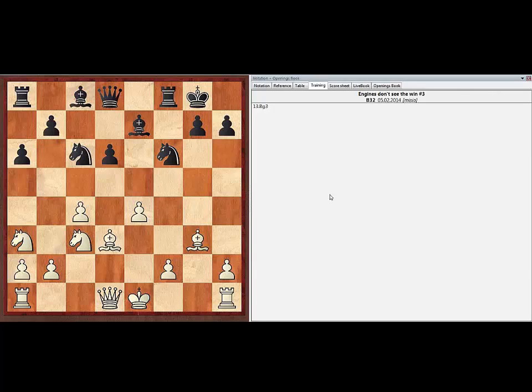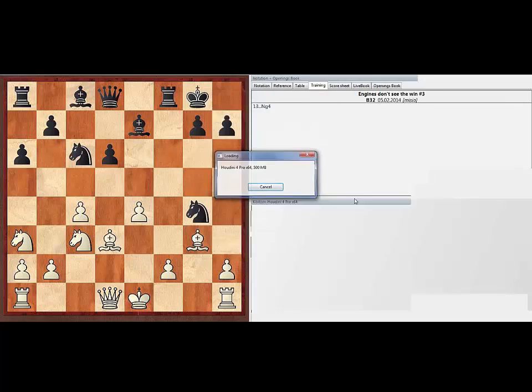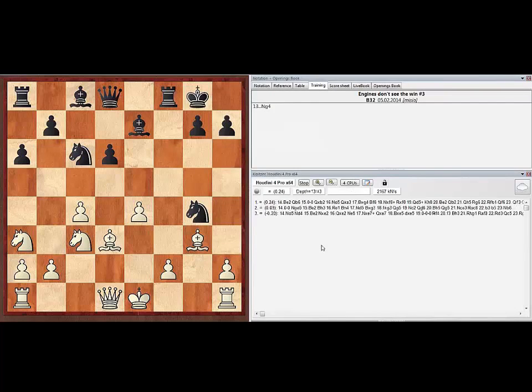Bishop g3 and knight g4. This is the key position. It's a well-known theoretical position, especially for those who play this line. Actually, I almost got into trouble because of an engine in this line. I was preparing against one grandmaster who plays this line very often, and I thought, hey, take a look. I'm just going to turn on Houdini and show you its evaluation.